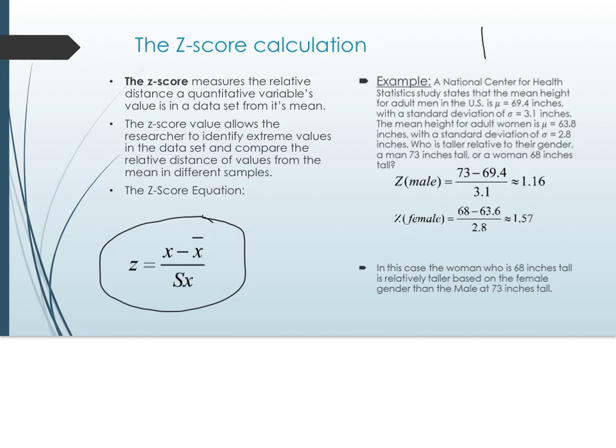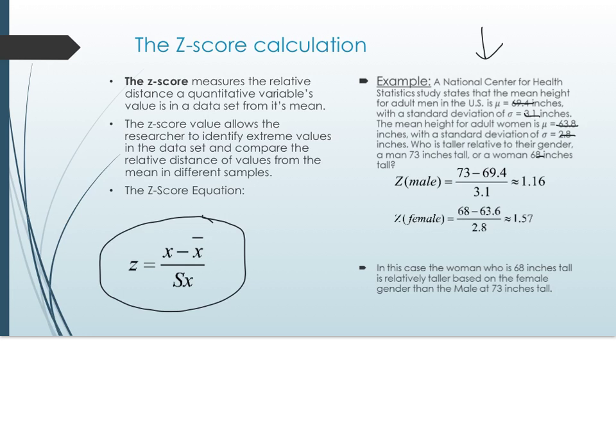So in our example, the National Center for Health Statistics studies states that the mean height for adult men in the U.S. is around 69.4 inches, with a standard deviation of 3.1. The mean height for adult women is 63.8, with a standard deviation of 2.8. Who is taller relative to their gender? A man who is 73 inches tall or a woman that is 68?